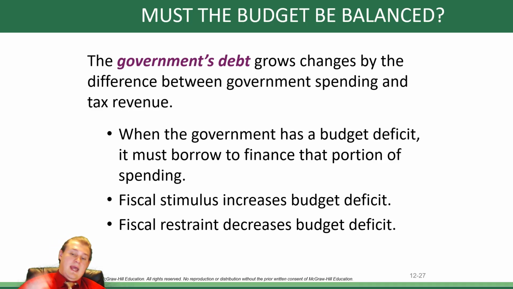So if you're ever going back, obviously if you're cutting spending and increasing taxes, you're going to have less deficit. And if you have too much inflation, you're doing two things at the same time. You're cutting your inflation, plus you're getting rid of your budget deficit.